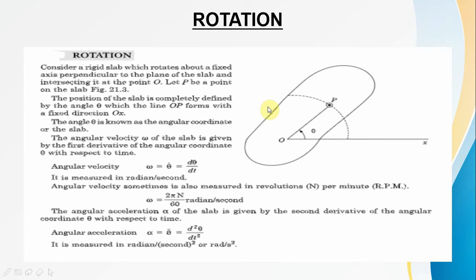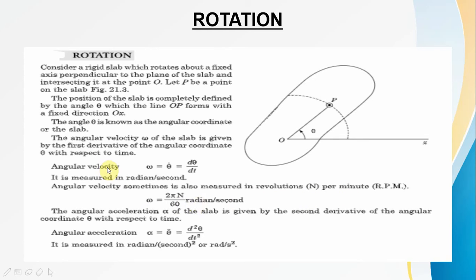Let us take an example. There is a rigid body, and it rotates from here to here. First the body was lying horizontally, and then it rotated through an angle theta. OP is an imaginary line. As the angle of rotation is theta, the angular velocity will be d theta by dt, which we know. Also, if we know the revolutions per minute, then omega equals 2 pi N by 60 radian per second.